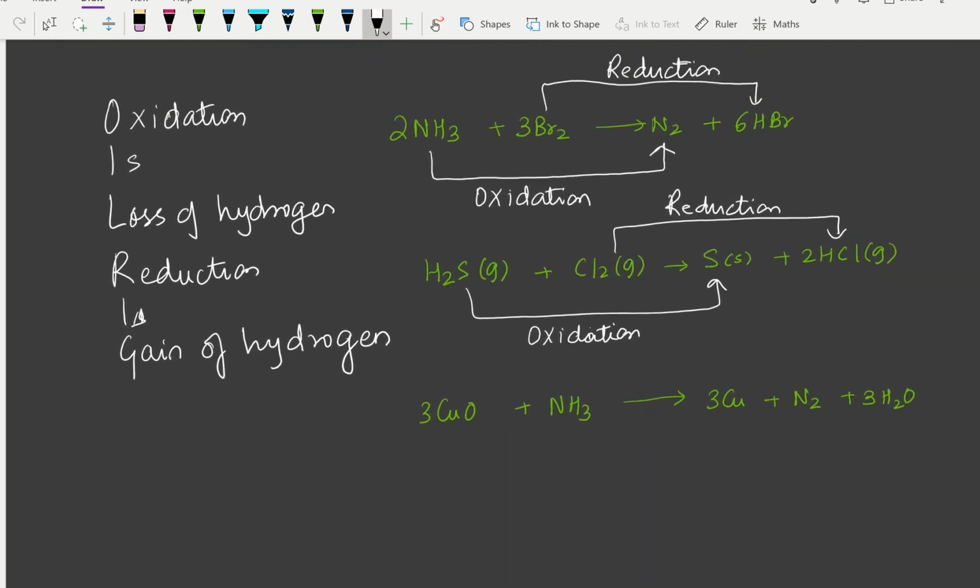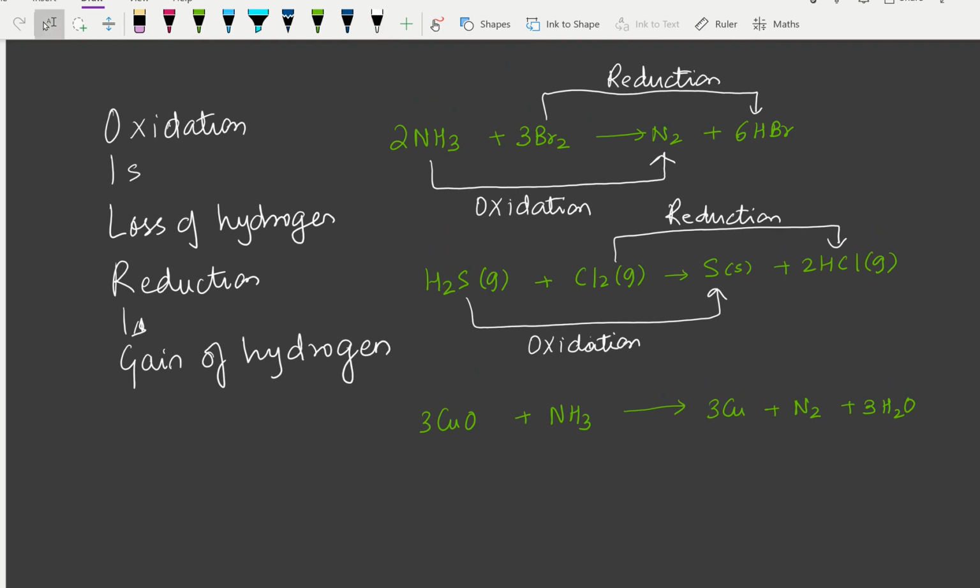And the last example over here is copper oxide and ammonia. So when copper oxide reacts with ammonia, it forms copper, nitrogen gas and water. So consider copper oxide and copper. What's happening? Now over here, if you consider this reaction, there's loss of oxygen. Not hydrogen actually, there's loss of oxygen. So what's happening over here? Copper oxide is losing oxygen, it is getting reduced.